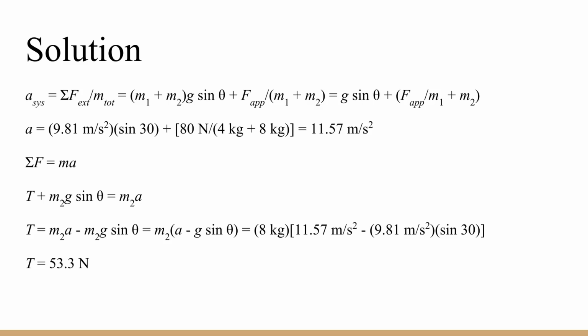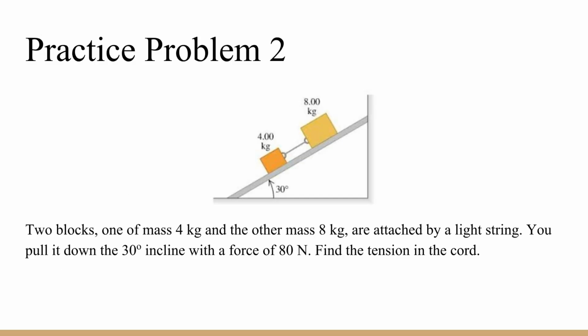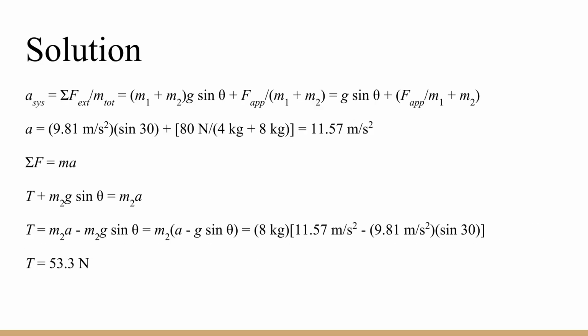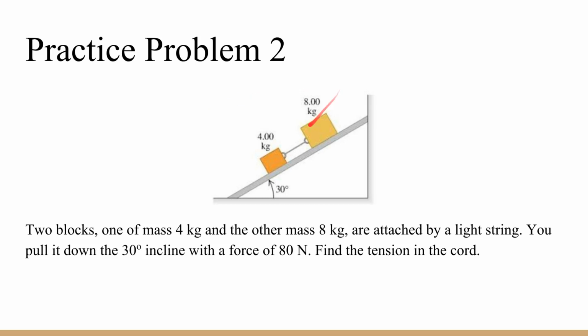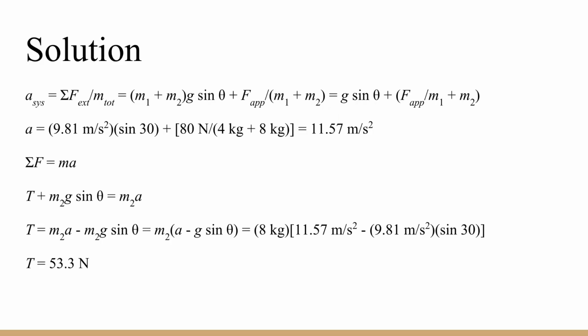So we have our F external. That's mg sine theta. If you want to do it this way, I put m1 plus m2 g sine theta because they will all accelerate the same rate down the incline. However, you could do m1 g sine theta plus m2 g sine theta. They're both in the same direction. That is what allows you to factor out this g sine theta.